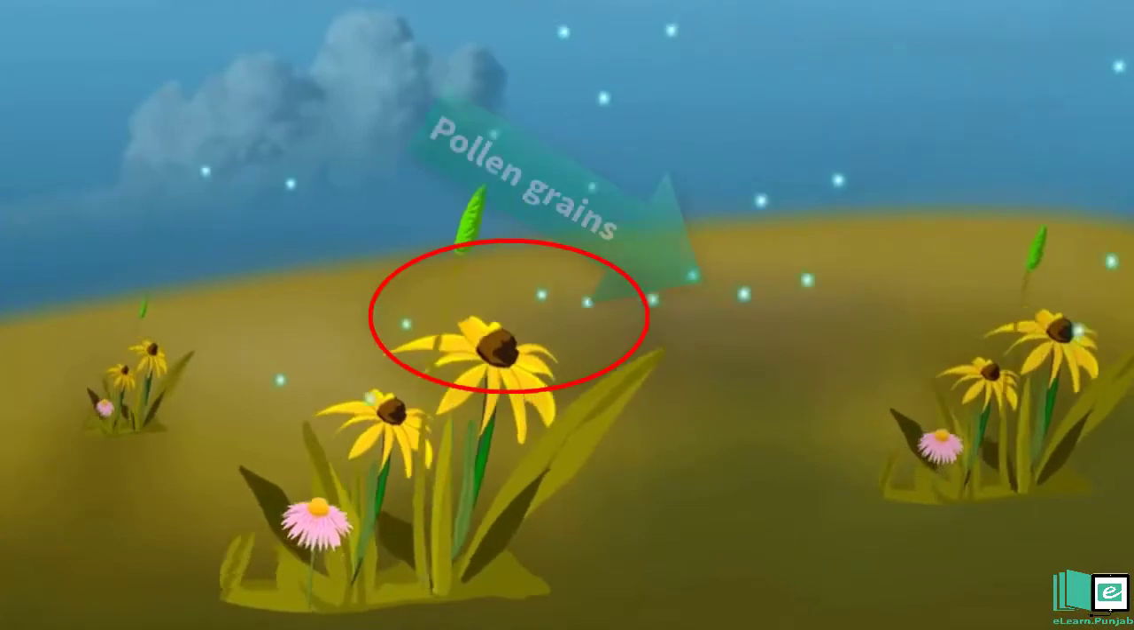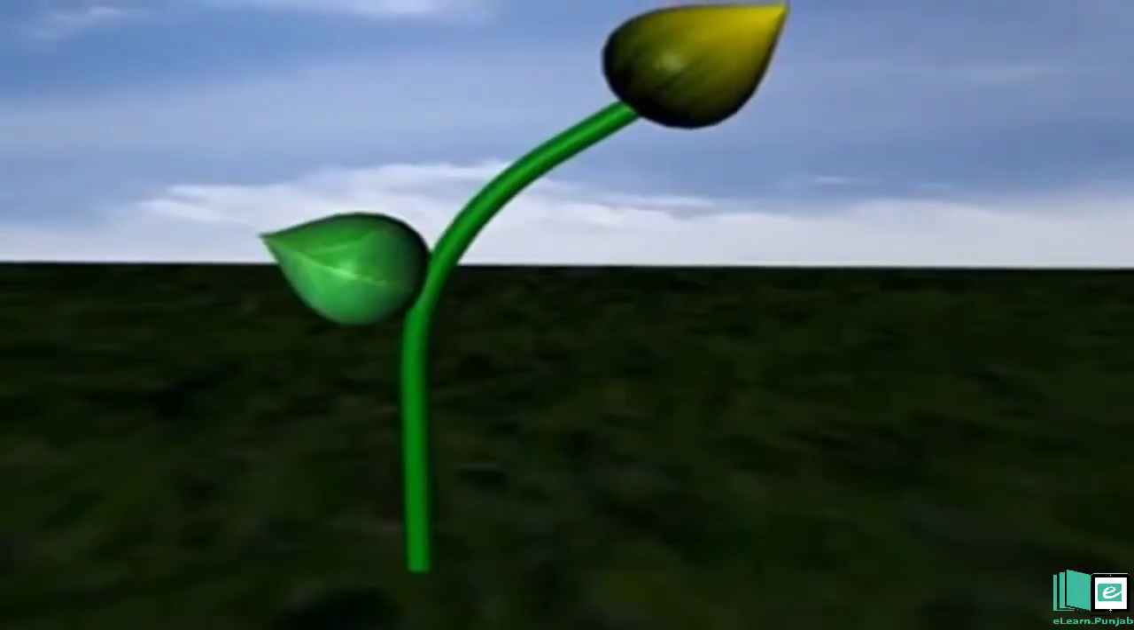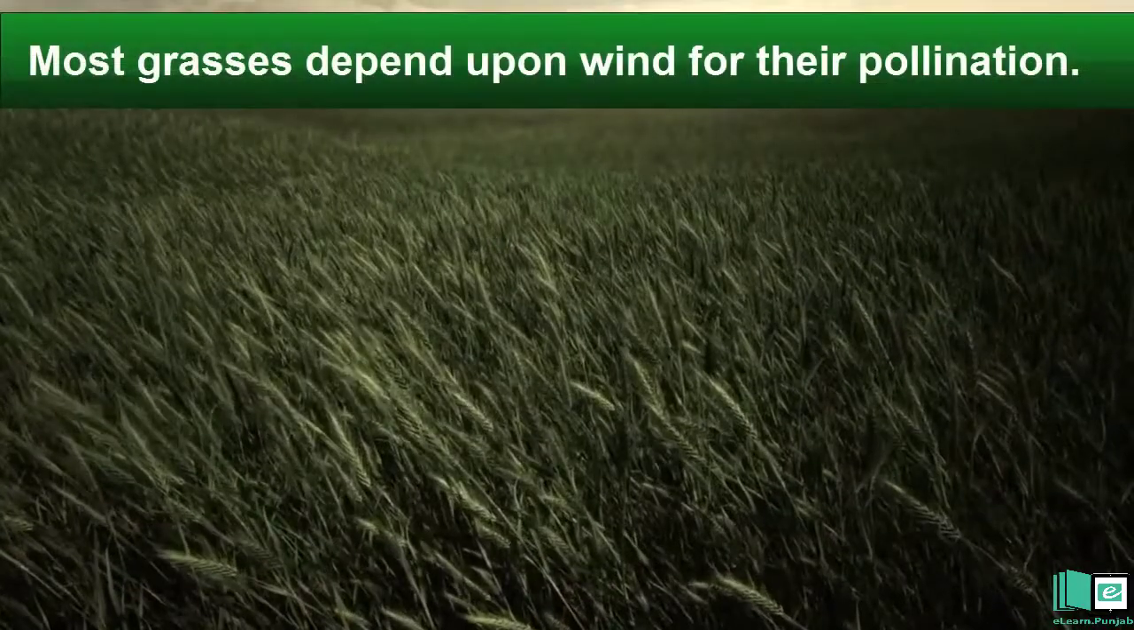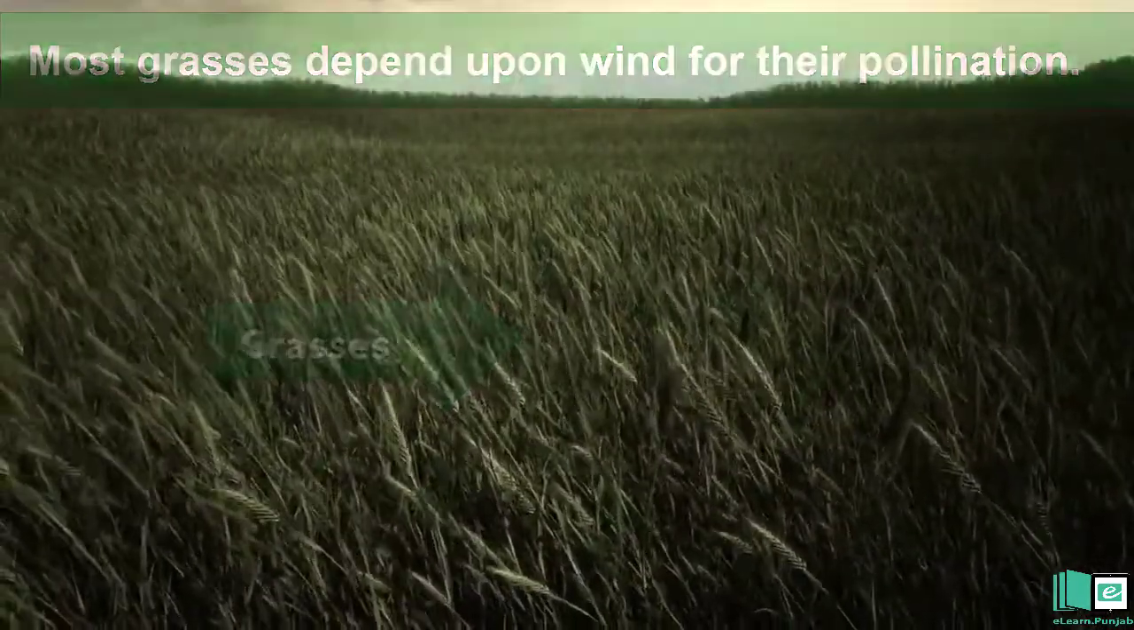Pollination by wind. The wind picks up pollen grains from one flower and blows it onto another. Wind-pollinated plants have long stamens and carpels. Most grasses depend upon wind for their pollination.